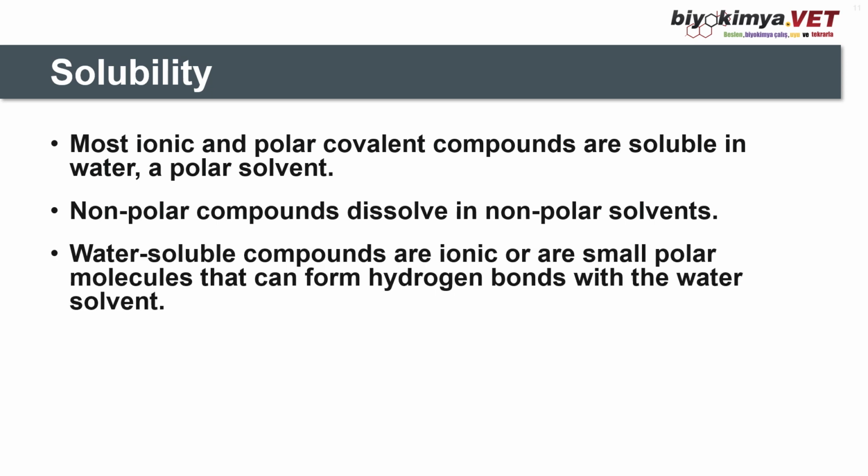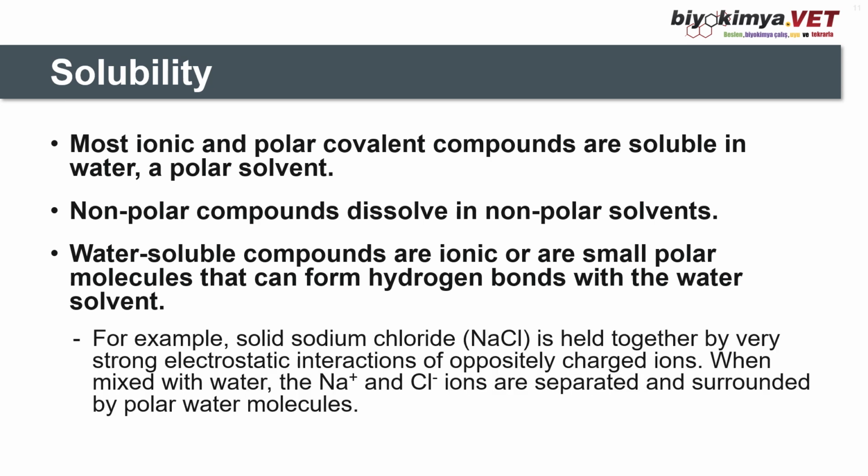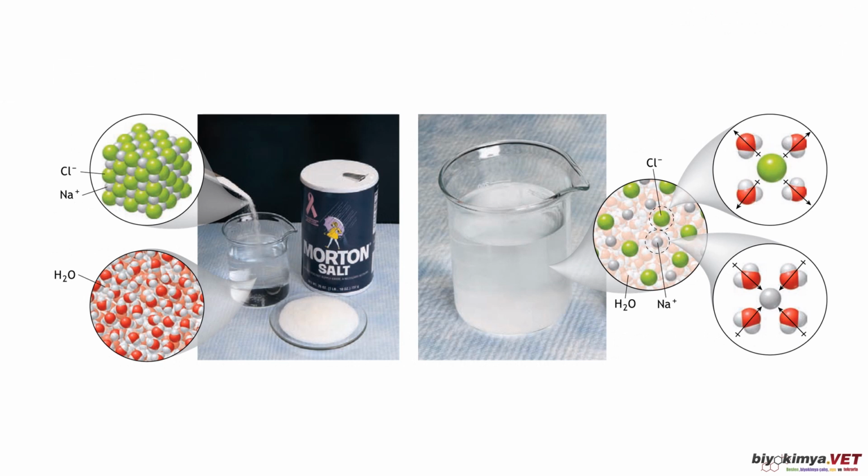Water-soluble compounds are ionic or are small polar molecules that can form hydrogen bonds with the water solvent. For example, solid sodium chloride is held together by very strong electrostatic interactions of oppositely charged ions. When mixed with water, the sodium cations and chloride anions are separated and surrounded by polar water molecules. Here you see a picture showing the solution of sodium chloride in water.